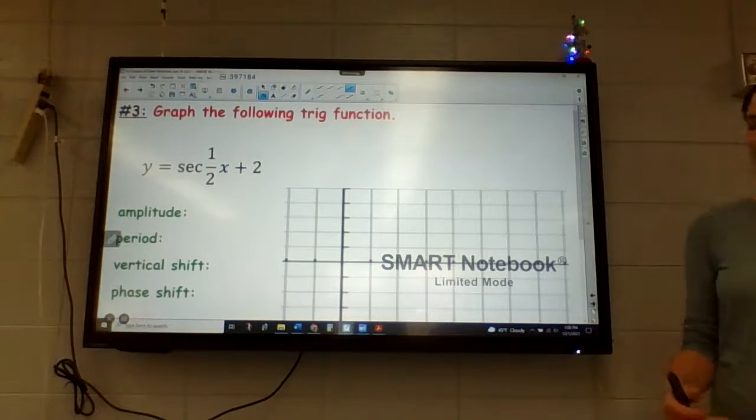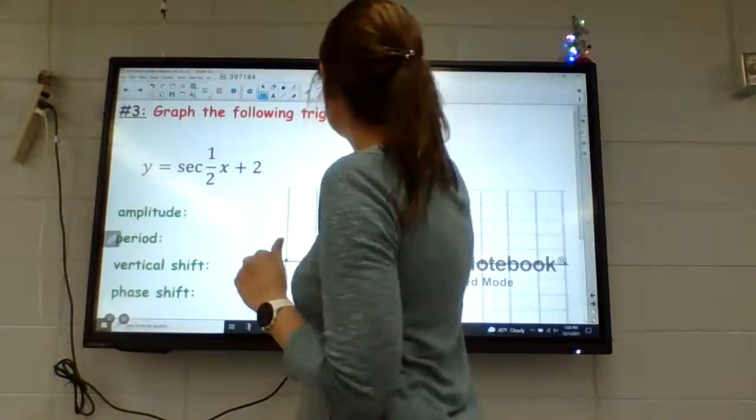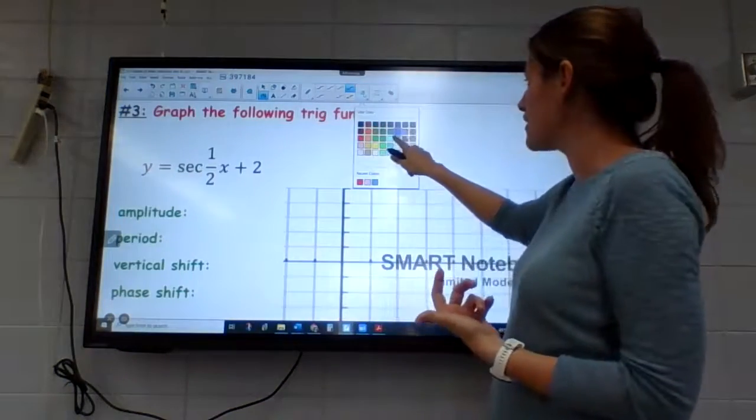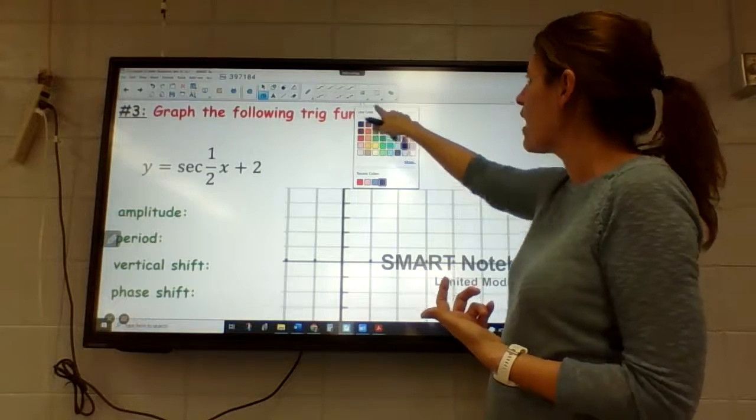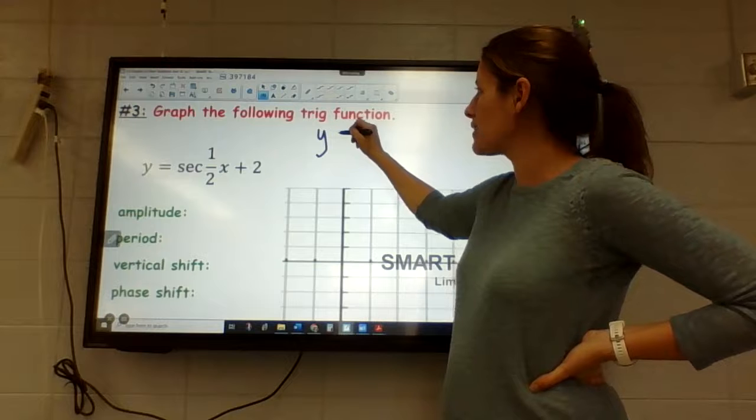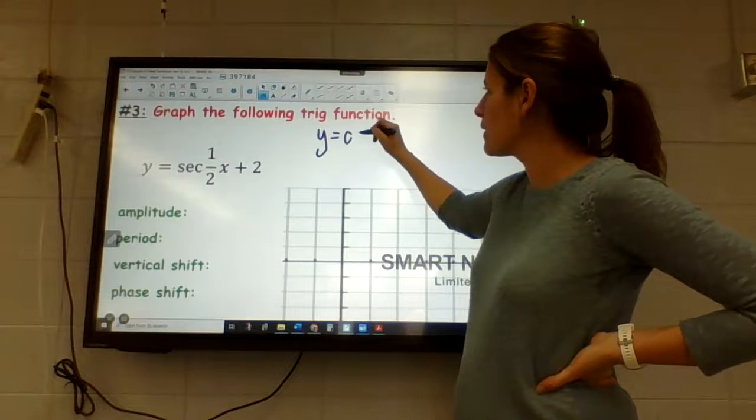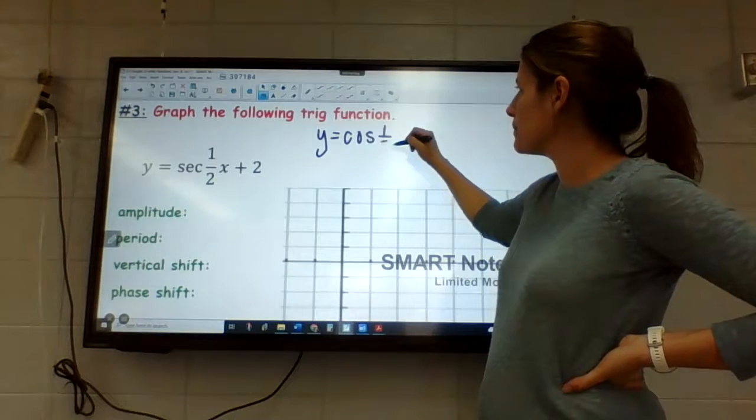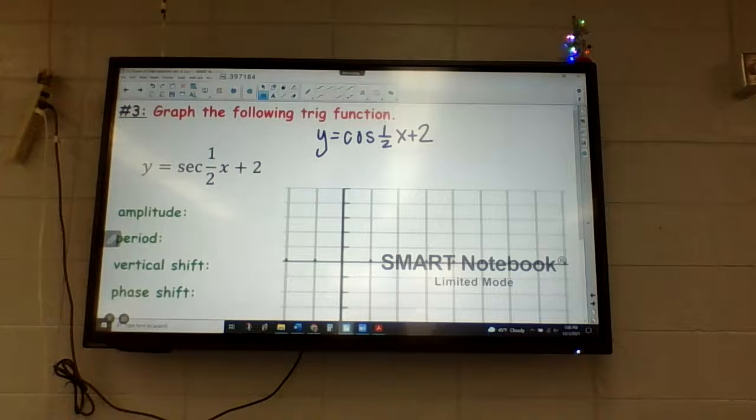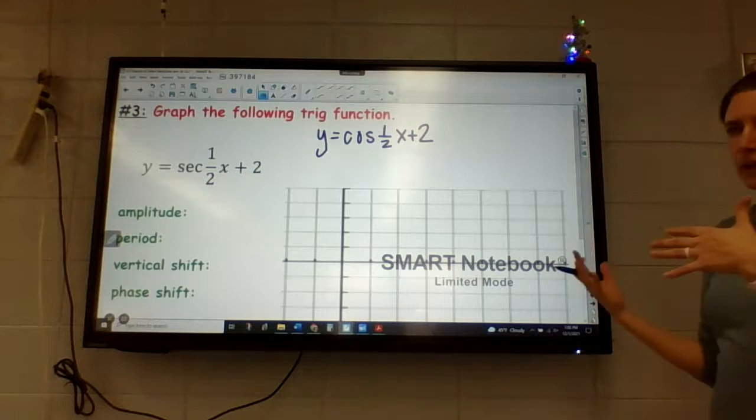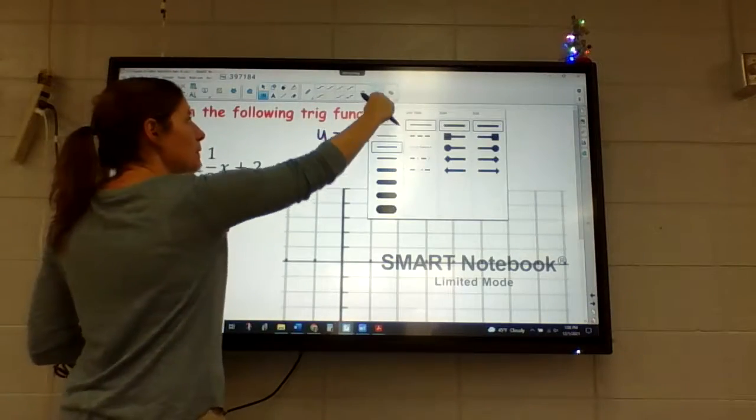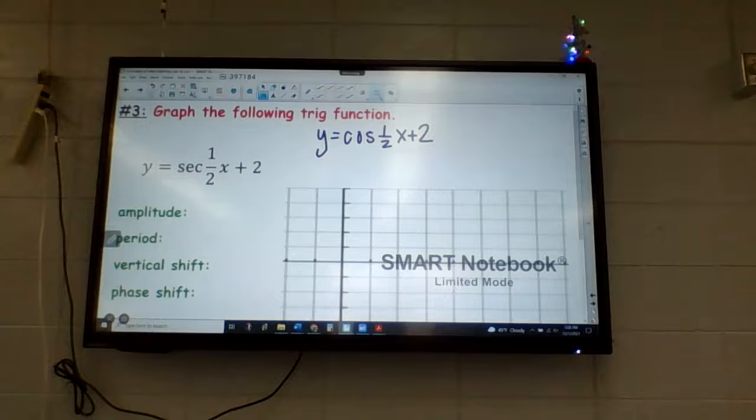We're going to graph this trig function. This one asks a few more questions about some of the items that we want to know about our graph. But again, when I do this, remember secant goes with cosine. So I need to figure out 1/2 of x plus 2. Now the 1/2, what does that stand for again? What's the 1/2 in this case?